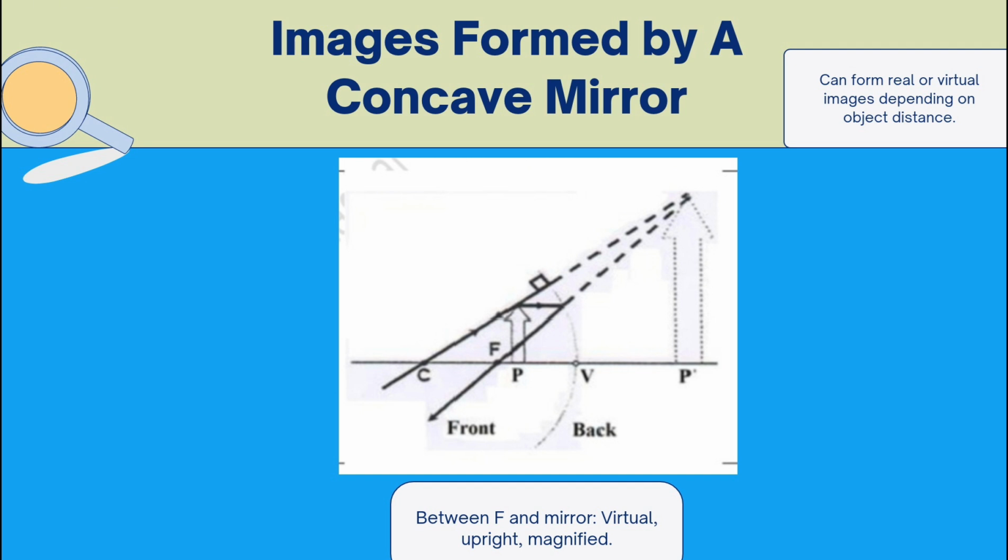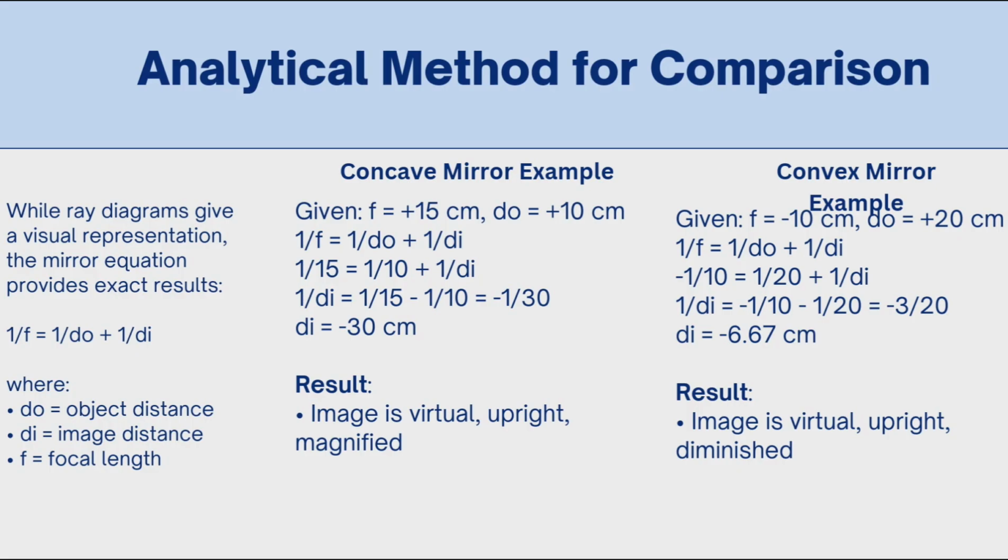That negative value means the image is virtual, upright, and magnified, which matches what we see in the diagram on the slide. So the formula and the diagram both prove how concave mirrors can produce larger and upright images when the object is close to the mirror. Now proceed to the analytical method for comparison.